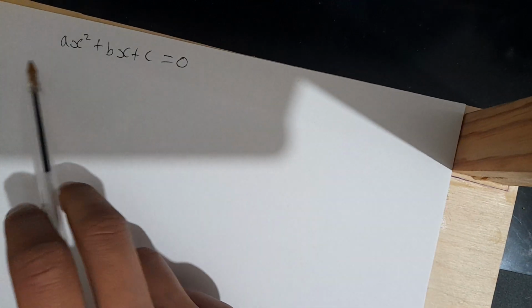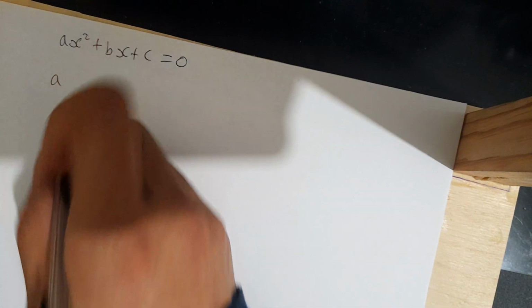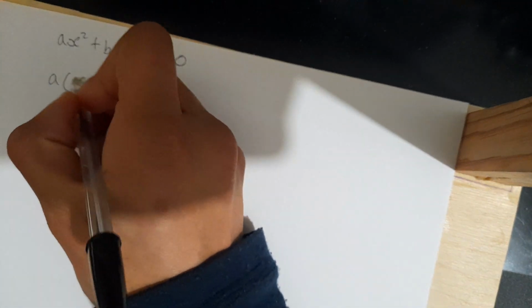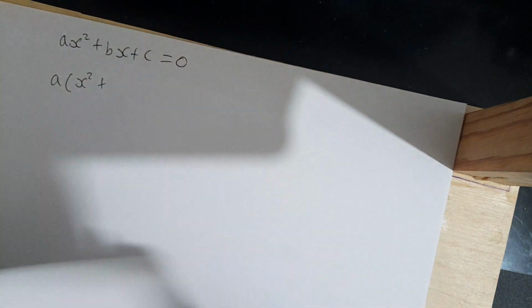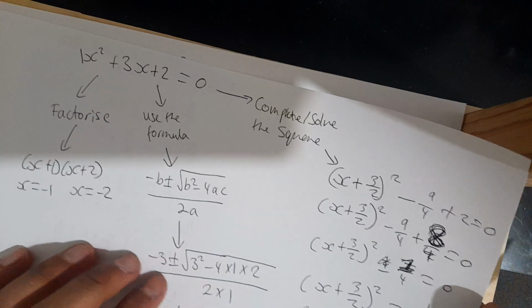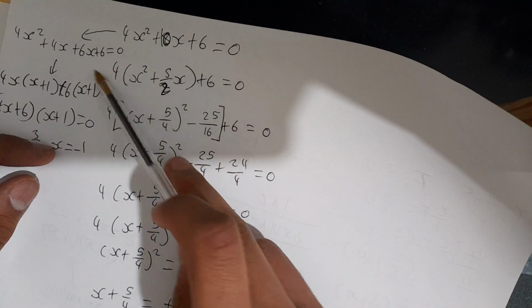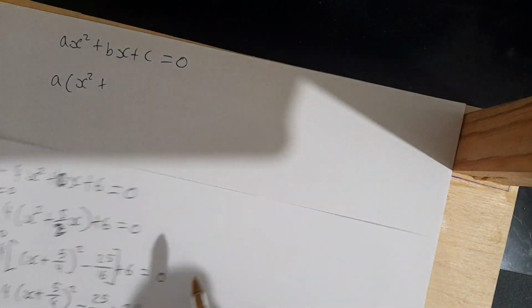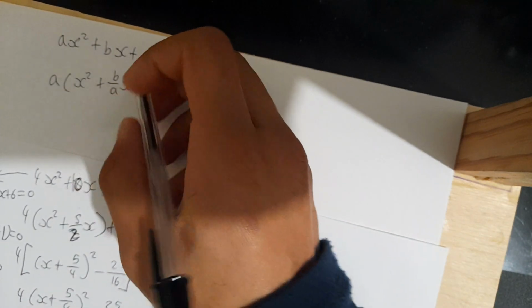So let's complete the square here. What exactly are we going to do? Well, first of all, we're going to take out a factor of a. That's going to be x squared, and we're going to divide b by a. Because if you look at our previous working out over here, we divided the 10 by 4, and that gave us 5 over 2. So similarly, here we're going to do b over a, x.